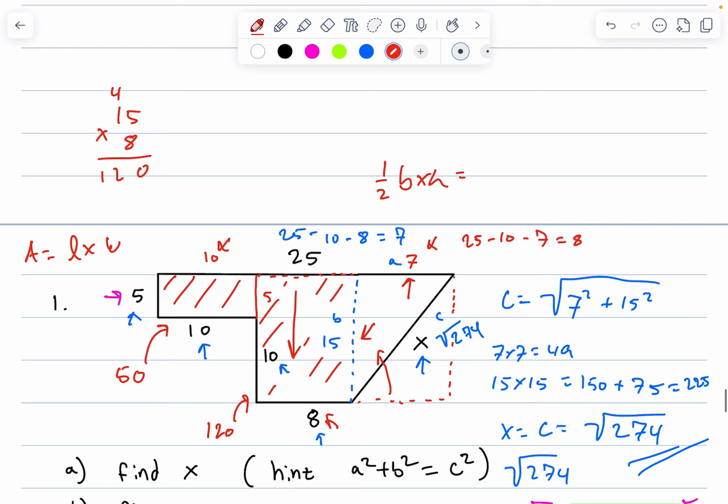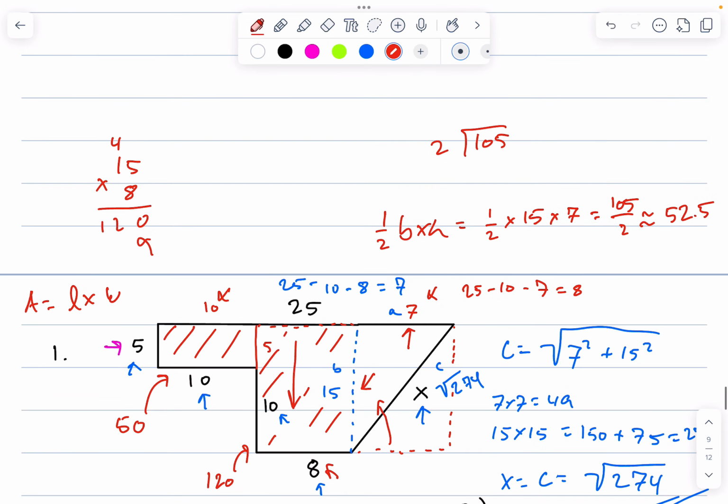So now this is 1/2 times 15 times 7. 15 times 7 is 105. Or you could do 120 minus 15, because that was times 8. So 105 divided by 2 is 52.5, right? Because 105 divided by 2, you get 5, minus 10 is 0. Drop the 5, you get 2, minus 4, you'll get 1, and then 0.5, right?